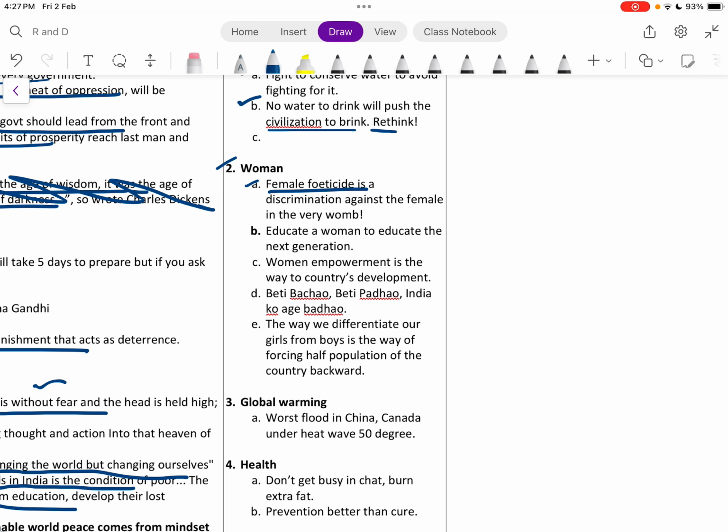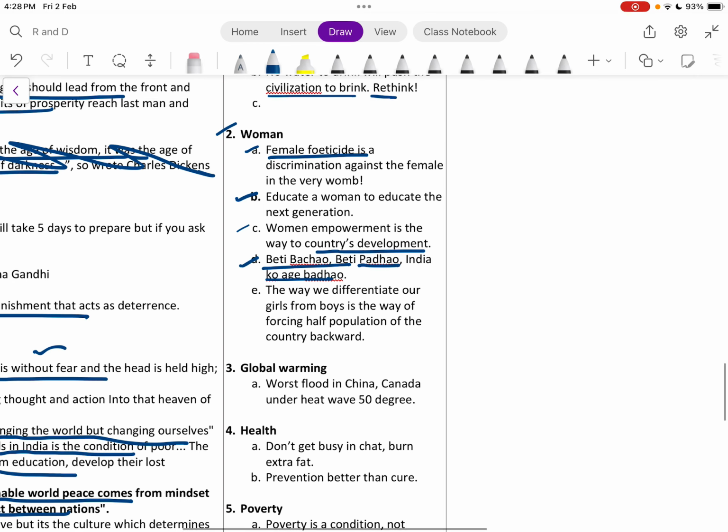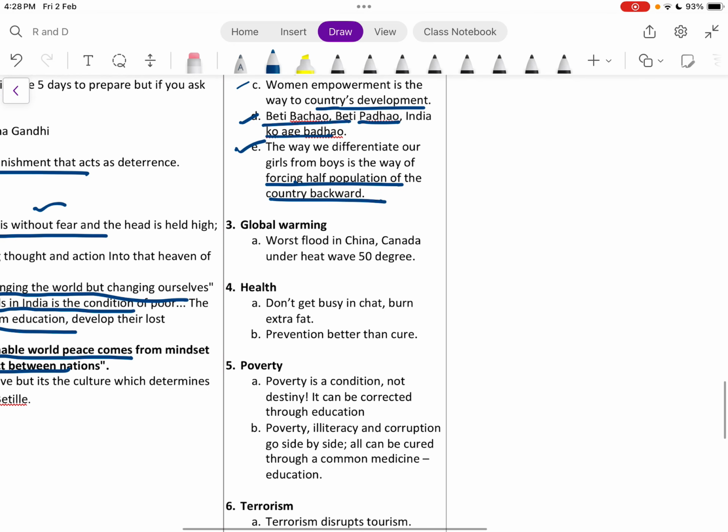Educate a woman to educate the next generation. Women empowerment is the way forward, the way the country should develop. Okay, बेटी बचाओ बेटी पढ़ाओ इंडिया को आगे बढ़ाओ. The way we differentiate our girls from the boys is the way of forcing half the population of the country backward.